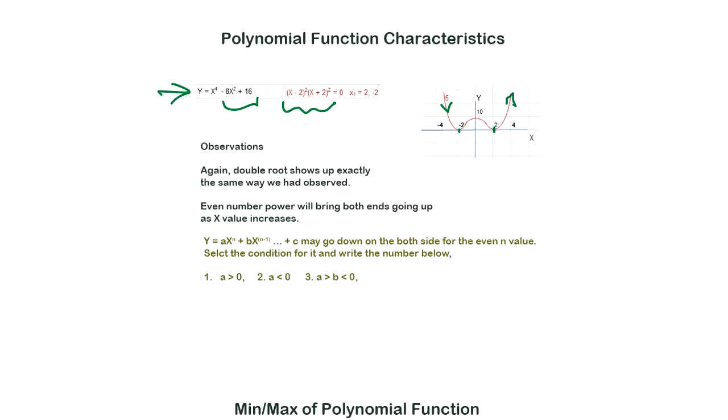An even number power will bring both ends up. So another thing you can tell is, if the highest power x to the n has n even, then when x is large it goes up, and when x is very large and negative it still goes up. Make sense? Because if it's even, like second power, a negative number turns into a positive number.